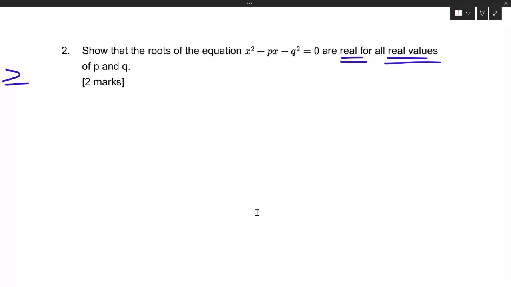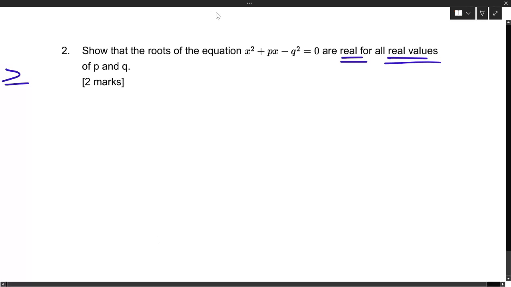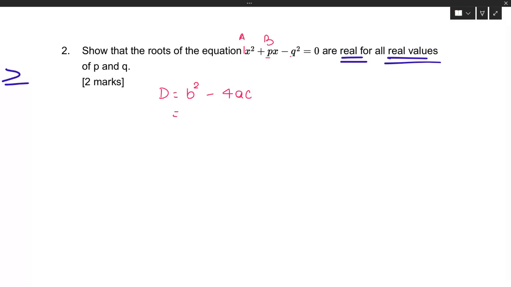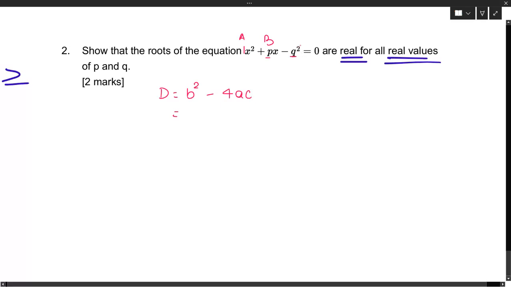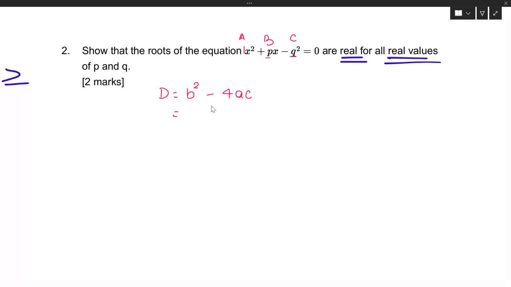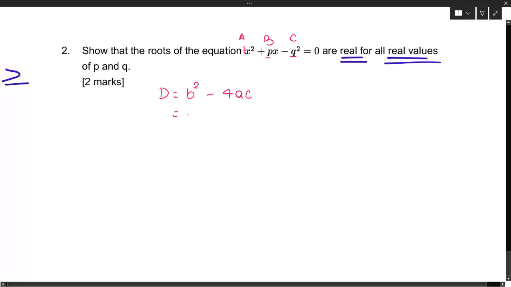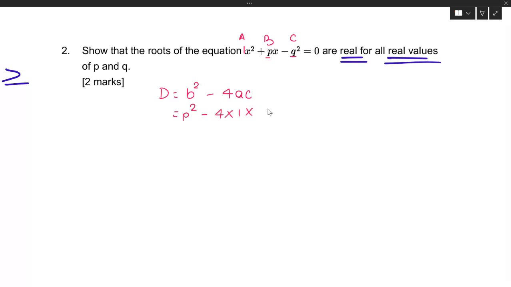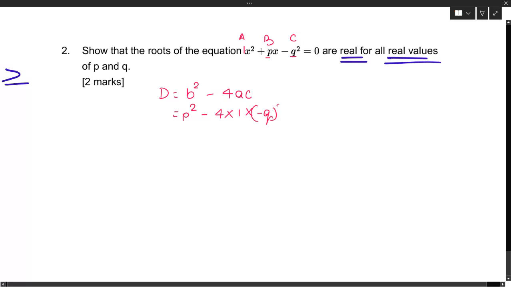So the discriminant D will be b square minus 4ac, correct? Okay, what is b here? This is a, this is b, and this is c. The constant is q square. So b we will write p square minus 4 into 1 into c is the whole thing. So we will take minus q square. Clear?